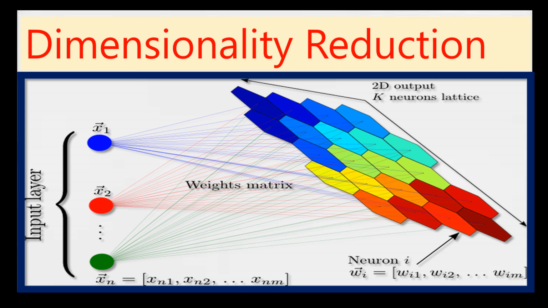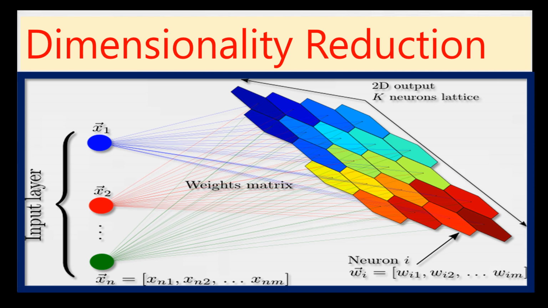Then comes non-linear dimensionality reduction. These non-linear dimensionality reduction techniques use non-linear transformations to map the data into a lower dimensional space. Examples are t-distributed stochastic neighbor embedding and uniform manifold approximation and projection.